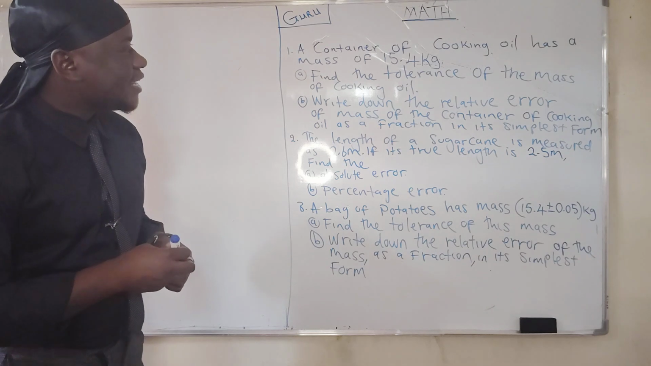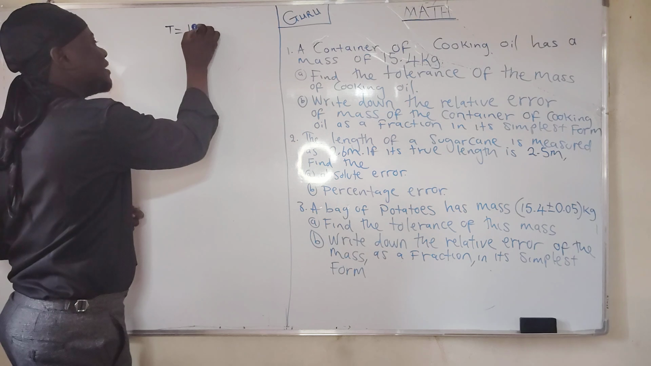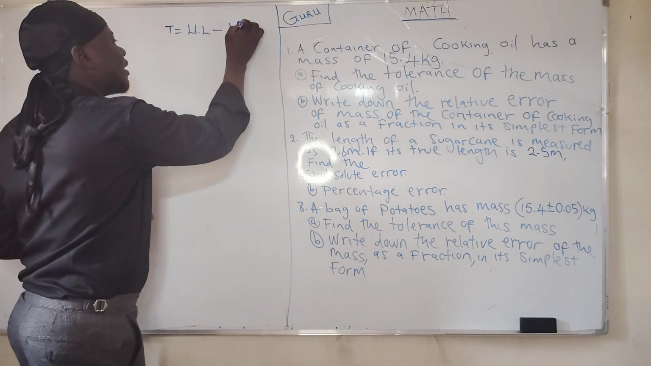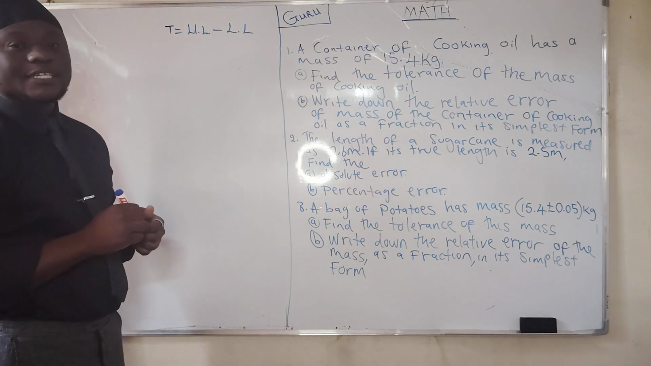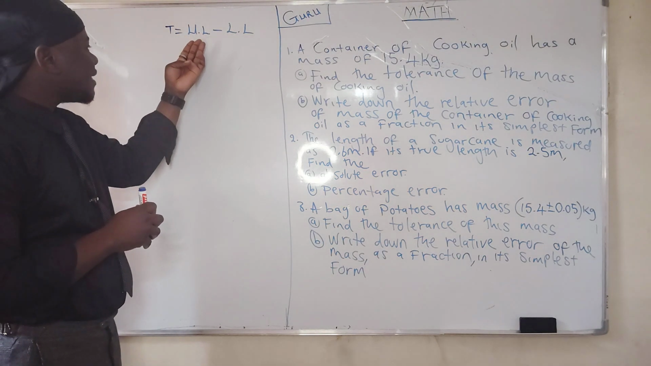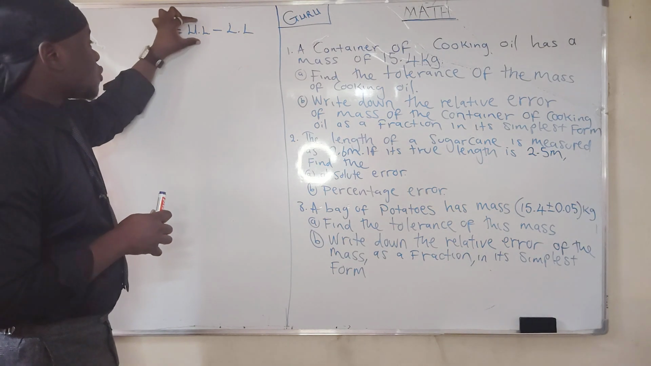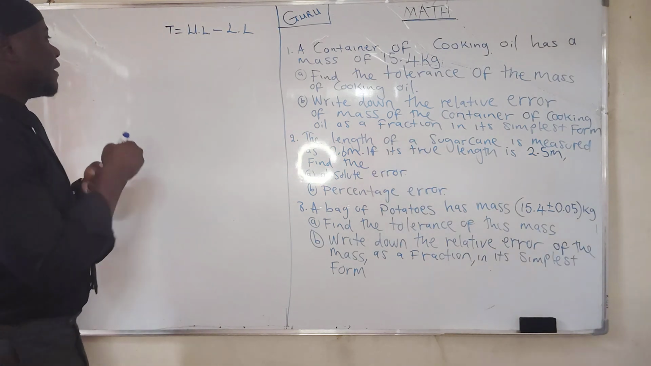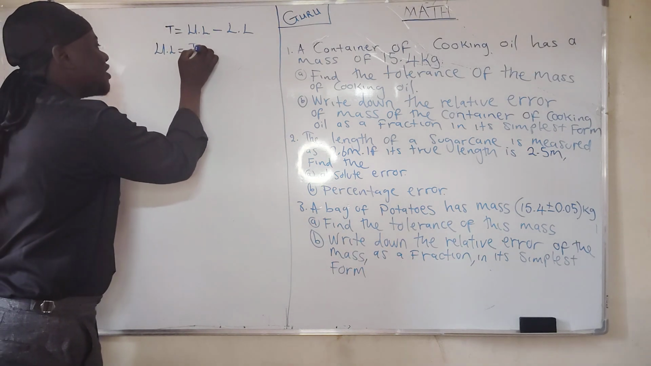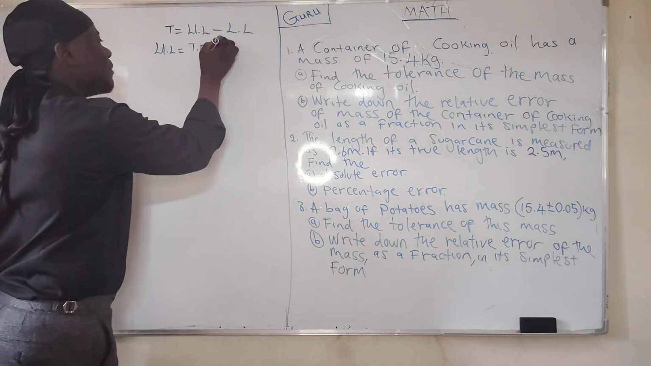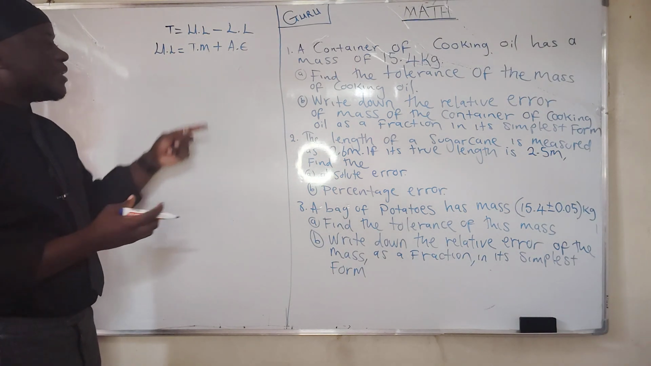Understand that for you to find tolerance, you say tolerance is equals to upper limit minus lower limit. So this is the formula for tolerance. Now, you need upper limit here. Again, you need lower limit. You subtract, then done. So we'll find now upper limit here. To find upper limit, you get the true measure plus absolute error. The true measure here, meaning it's the actual one.